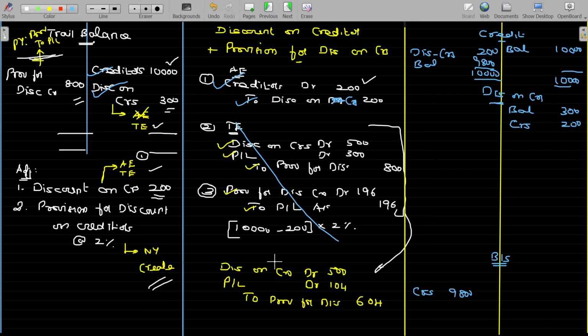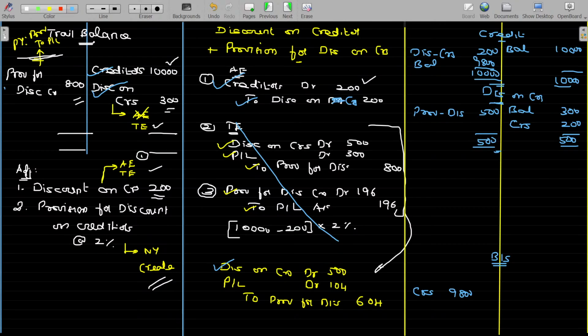As the second and third entries are clubbed, I just straight away pass the combined entry here. Here the discount on creditors is on the debit side, so to provision for discount on creditors, the value being 500. Discount on creditors is a nominal account. Always remember that in the case of a nominal account, at the time of closure of the books of accounts at the year end, it becomes 0.